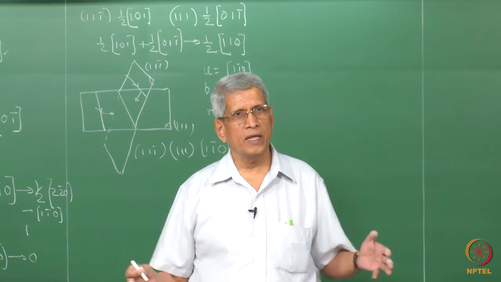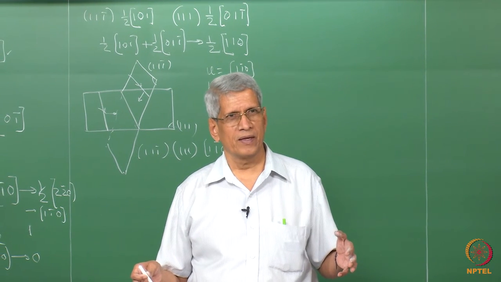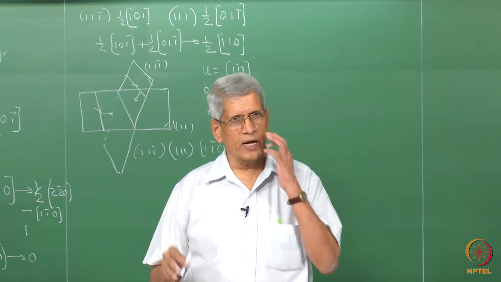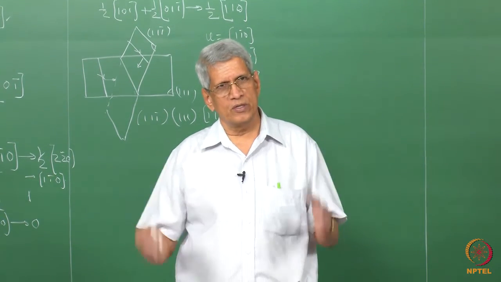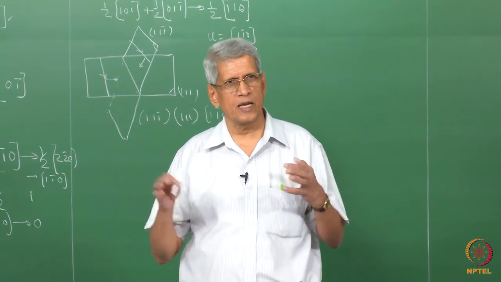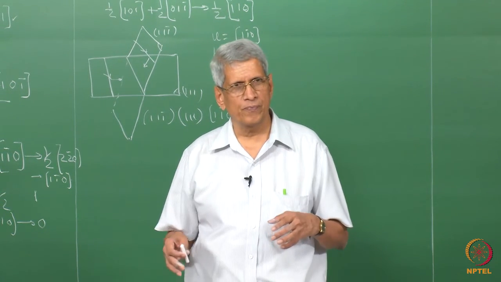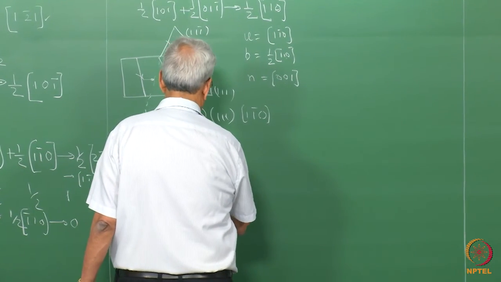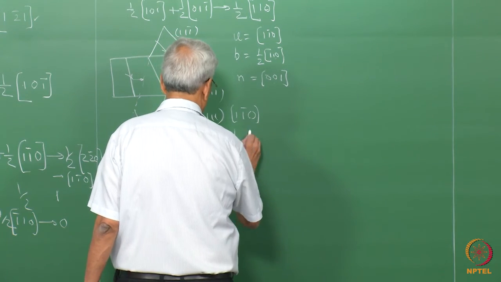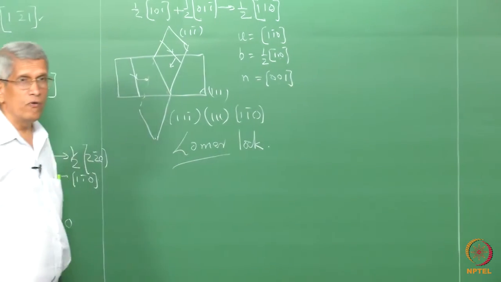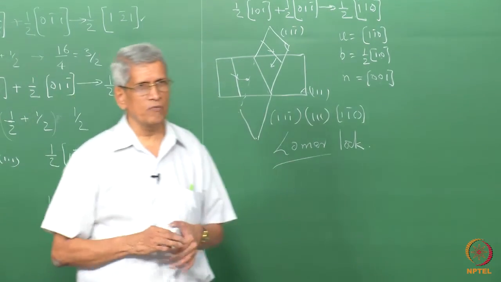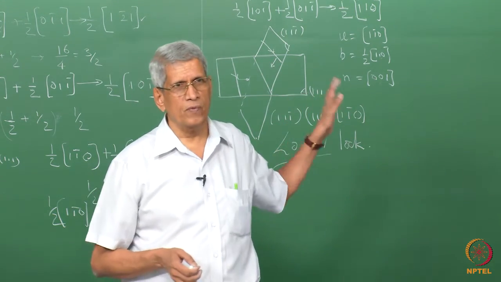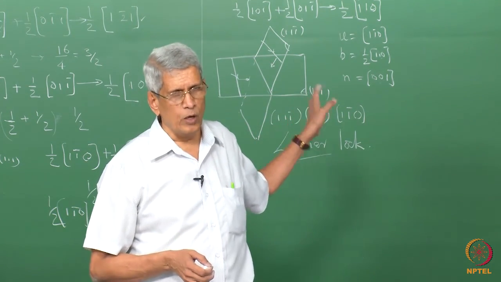That means that plane is not a close packed plane in FCC. So this dislocation will find it very hard to move. This sort of reaction leads to dislocations which are called sessile dislocations. Sessile means that this dislocation is not able to move, and this reaction is also called a Lomer lock. That is, when different types of dislocations are moving, an interaction of this type will generate a Lomer lock.